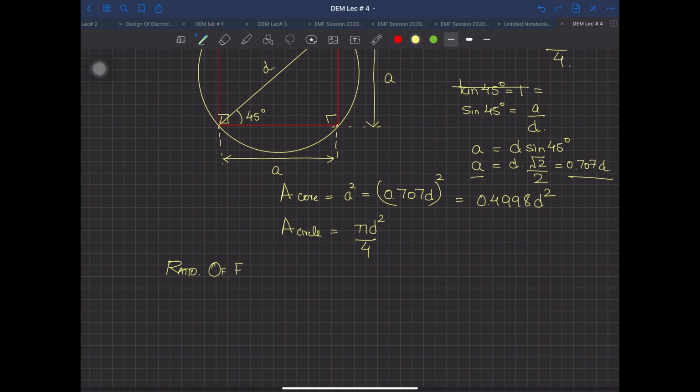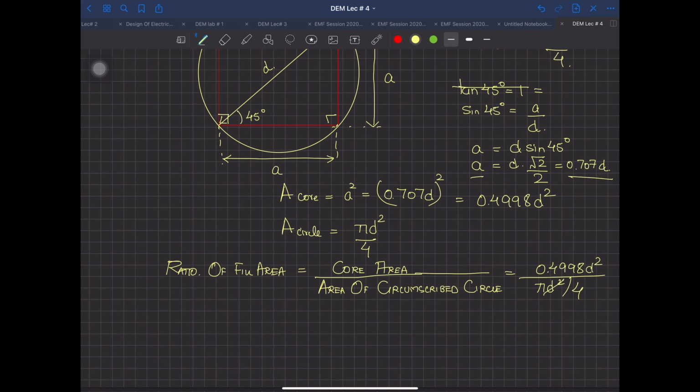Now, the important thing is the ratio of the fill area. That fill area is equal to the core area divided by the area of the circumscribed circle. Now what is the core area? We know this is equal to 0.4998 D square, and in the denominator I have pi D square by 4. D square and D square cancel.